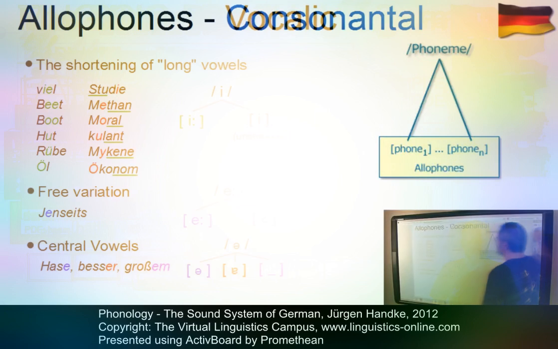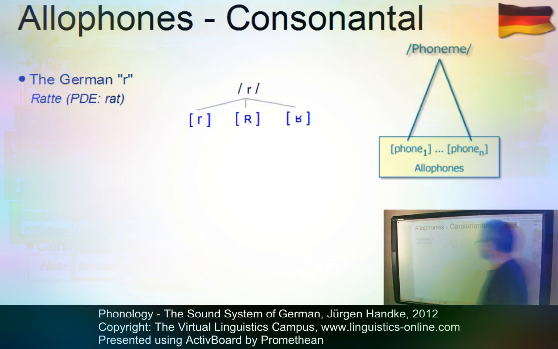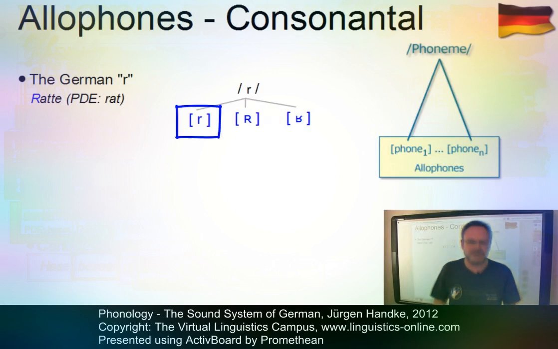Let us look at some aspects of consonantal variation next. Probably the most interesting one concerns the realization of R in German. Now let's illustrate this on the basis of one word, the word rat, Ratte in German. There are three main variants. The first one is the alveolar trill, as in Ratte. This occurs mostly in Bavarian, Franconian, so in the southern dialects, and, quite interestingly, in singing.